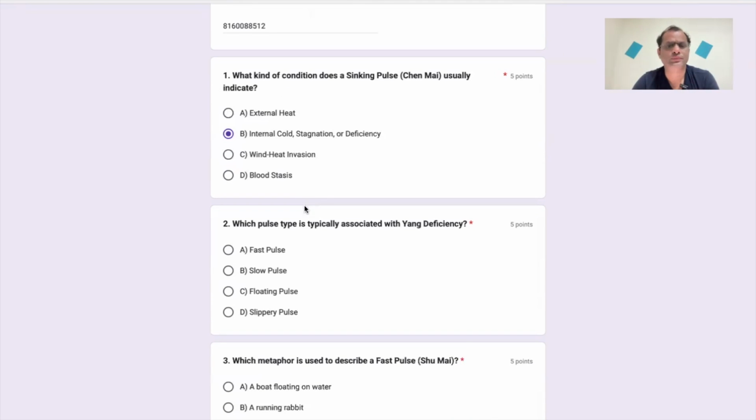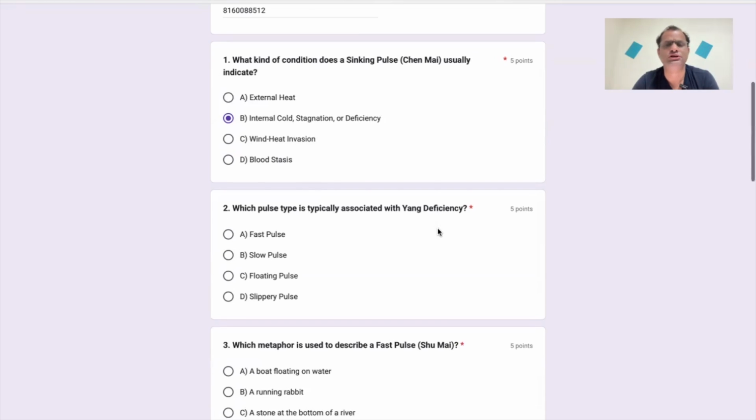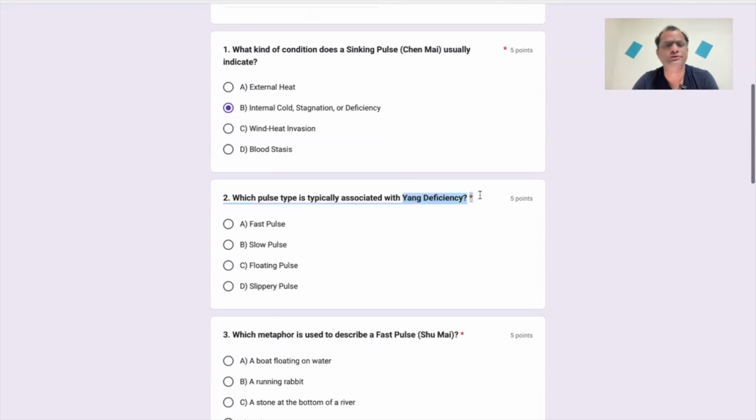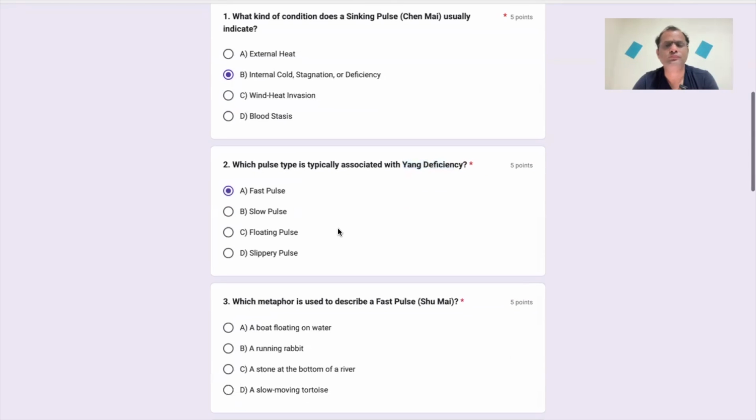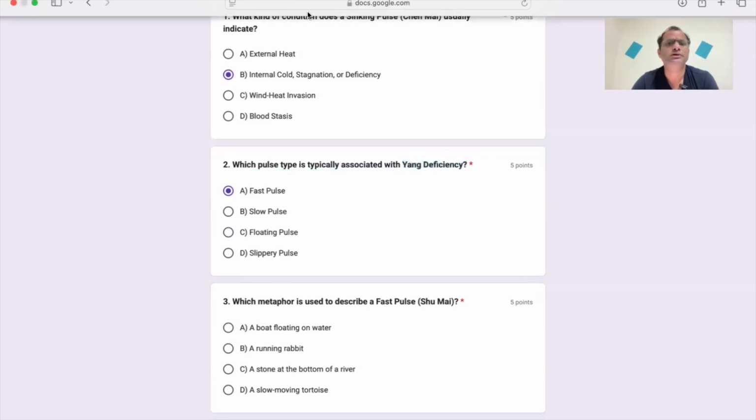Question number 2. Which pulse type is typically associated with yang deficiency? Slow pulse. The meaning of yang deficiency is the body is cold, maybe arms, hands, feet cold, or maybe some swelling, like spleen yang deficiency with bloating in the abdomen, like kidney yang deficiency with swelling in the feet. So yang deficiency means slow pulse.